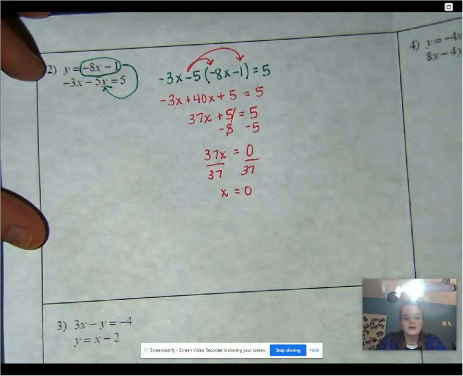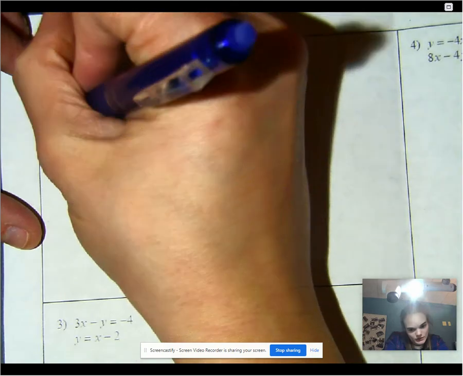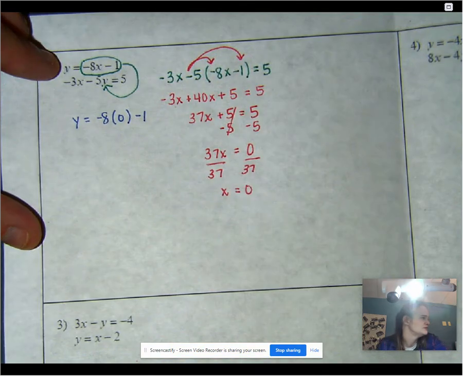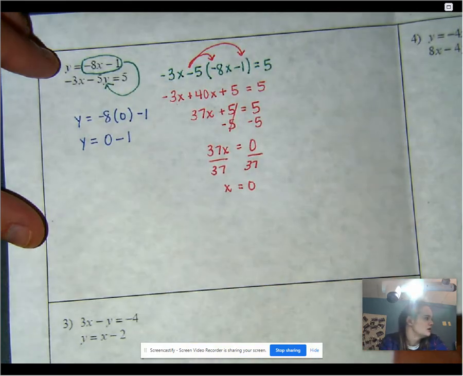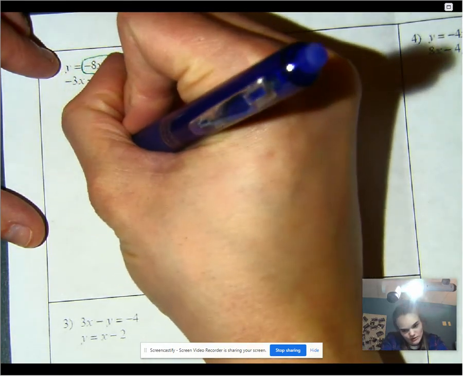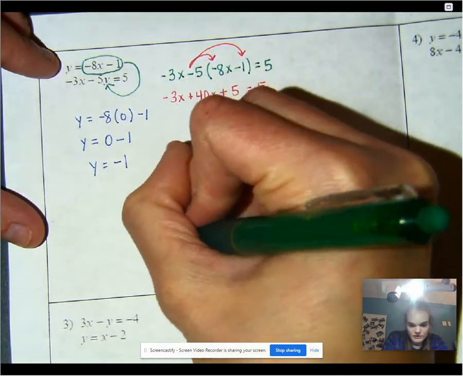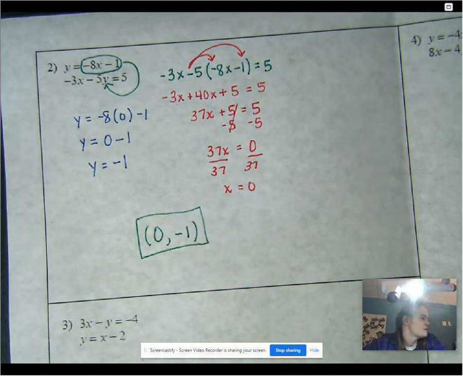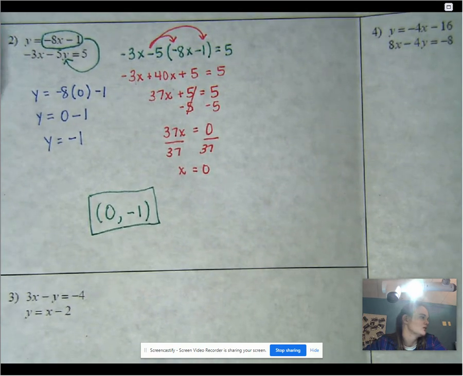Now we're going to plug it back in to find y. And we plug it back into the first equation this time because that's the one that's y equals. So y equals negative 8 times 0 minus 1. Negative 8 times 0 is 0, then minus 1. And 0 minus 1 is negative 1. Last, we write it as a coordinate pair. x, y. Okay, x and then y. Pause the video and try number 3 and then number 4. You should be able to see them both. 3 and then 4.